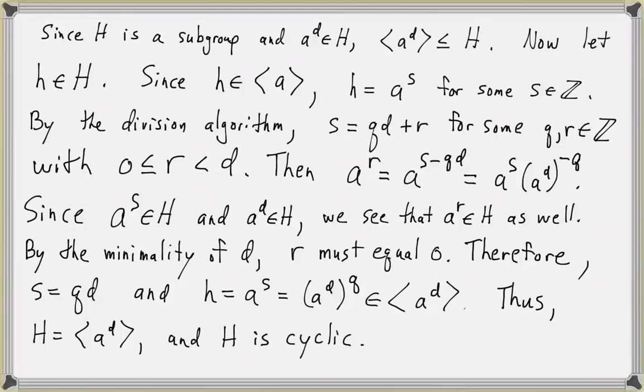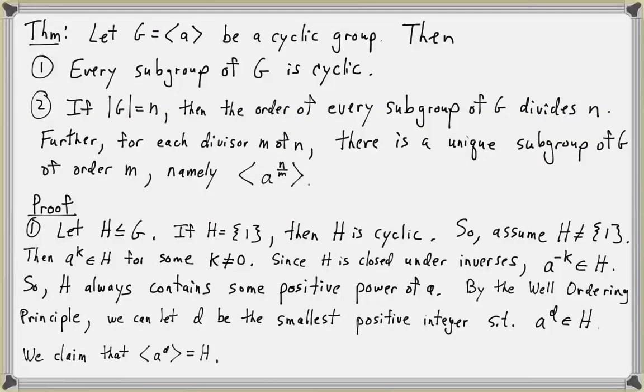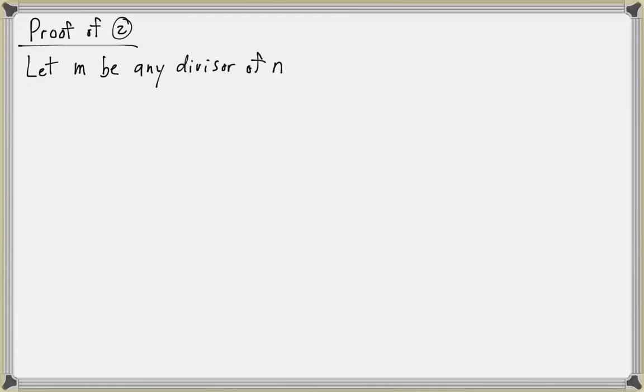So that finishes the first part of the theorem. Recall that it stated that every subgroup of a cyclic group must be cyclic. Now we need to prove the second part, that the order of every subgroup of G divides N. So let's begin the proof of part 2. So let's let M be any divisor of N. And then we're going to use the previous theorem.